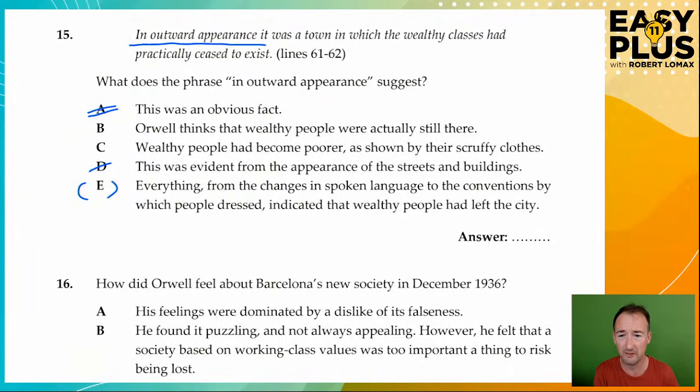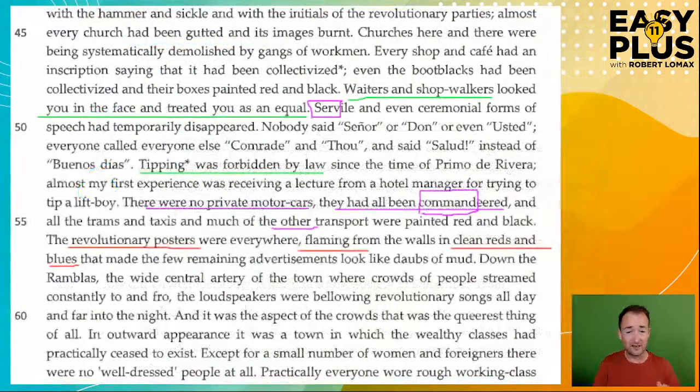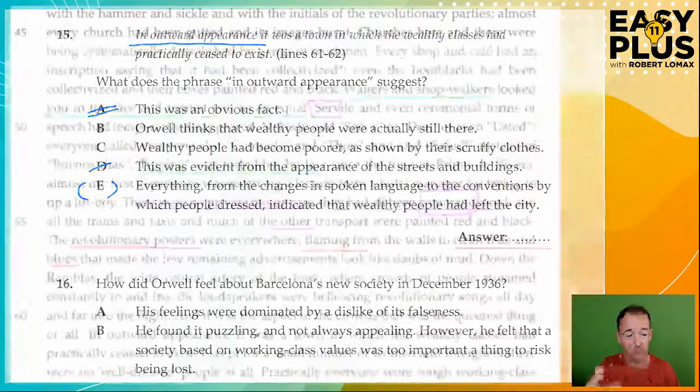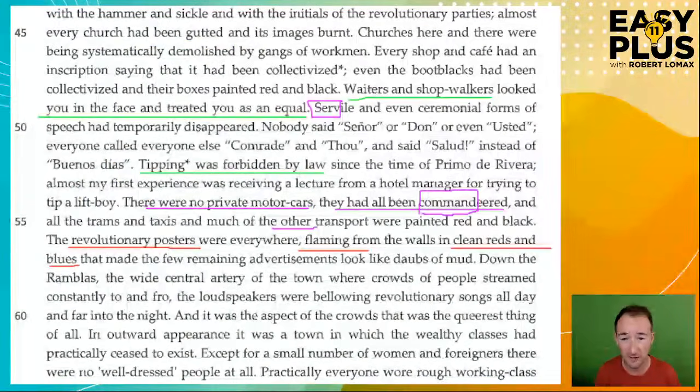Orwell thinks that wealthy people are actually still there. Wealthy people have become poorer as shown by their scruffy clothes. So that's what we need to check for in the passage. Now, I always say that you need to check the passage carefully before answering a question, and that is almost always the case. This was a bit of an exception because we're given enough information by the phrase in outward appearance to start ruling some out irrespective of what the passage says. In outward appearance, we've established that it expresses some doubt, so words like obvious, evident cannot be the answer. That's why I've started with the options and haven't gone straight into the text.